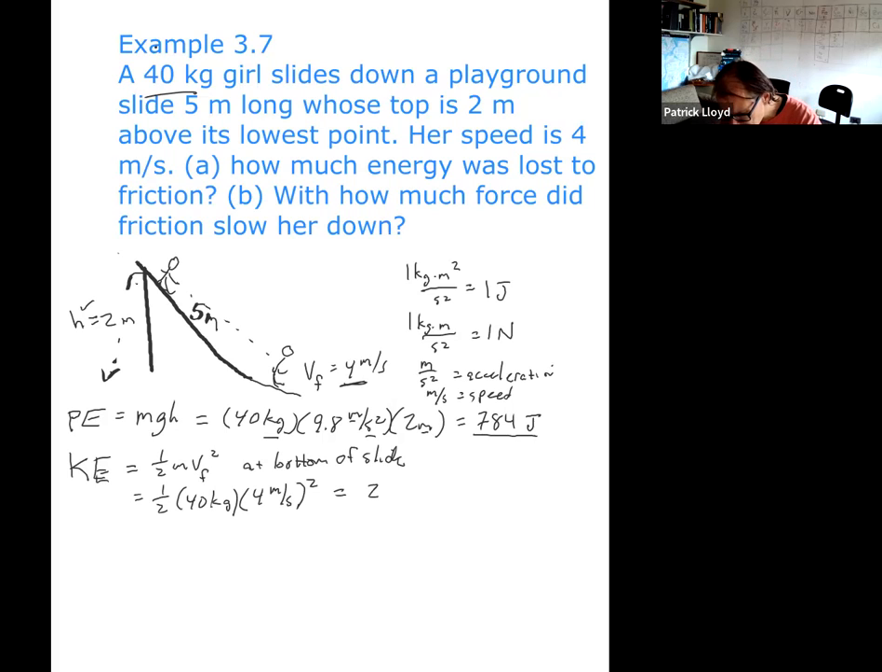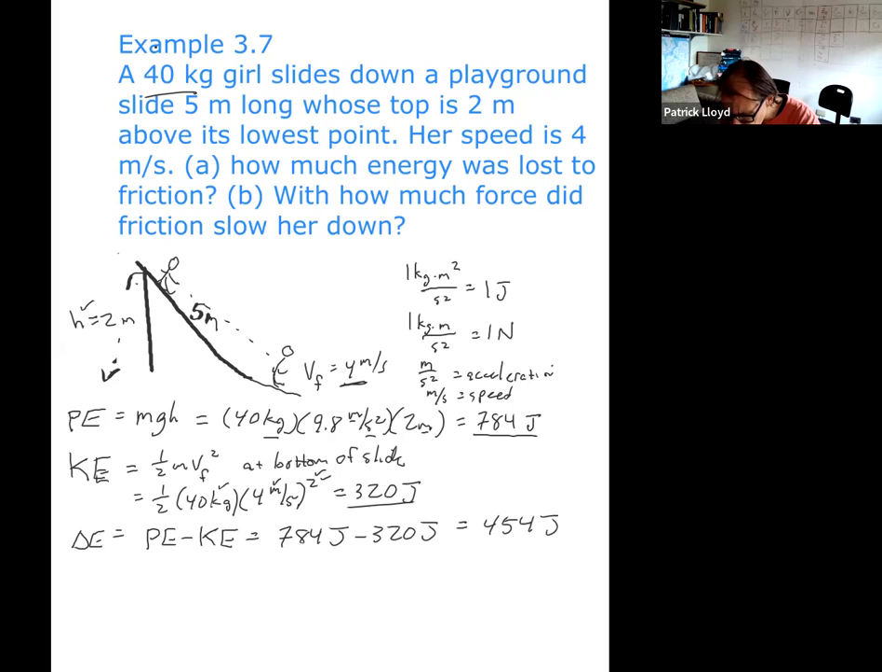So look what happened. Again, kilogram meters squared per second squared, that's a joule. We lost some energy there, right? There's a difference in energy, and that's the potential energy minus the kinetic energy. It looks like it's 784 joules minus 320 joules, which is 454 joules.